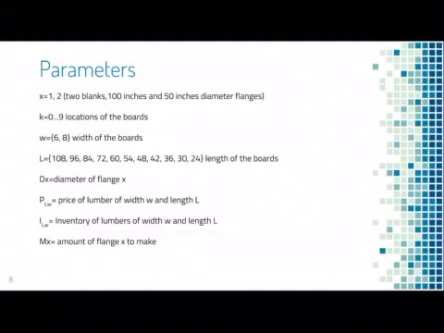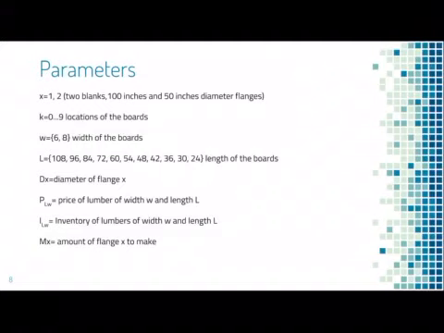To build the blank, we can choose lumbers with widths of 6 inches or 8 inches and lengths of 108 inches, 96 inches, 84 inches, 72 inches, 60 inches, 54 inches, 48 inches, 42 inches, 36 inches, 30 inches, and 24 inches.